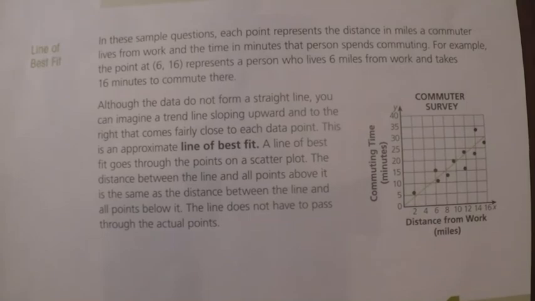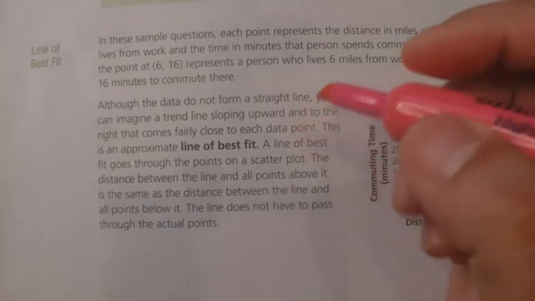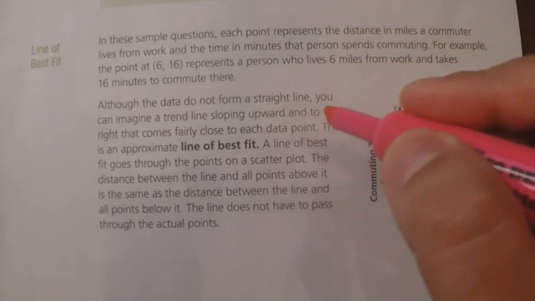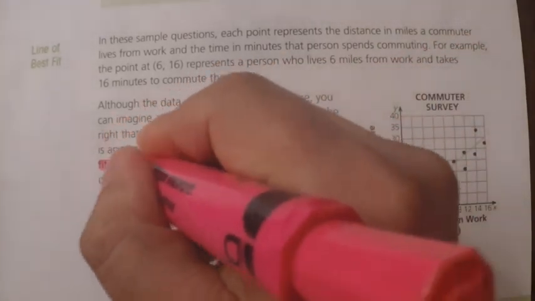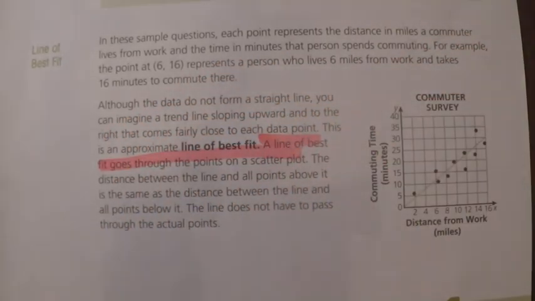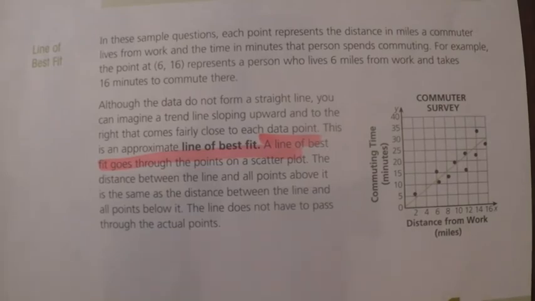commute there. Although the data do not form a straight line, you can imagine a trend line sloping upward and to the right that comes fairly close to each data point. This is an approximate line of best fit. So a line of best fit goes through some of the points on a scatter plot, but it does not hit them all. So the distance between the line and all the points above it is the same as the distance between the line and all the points below it.